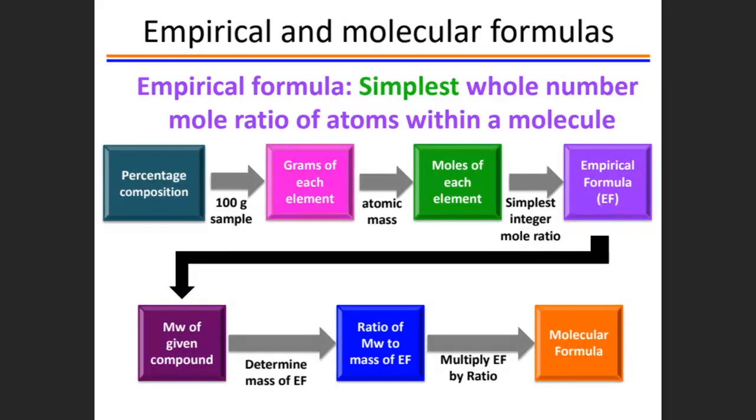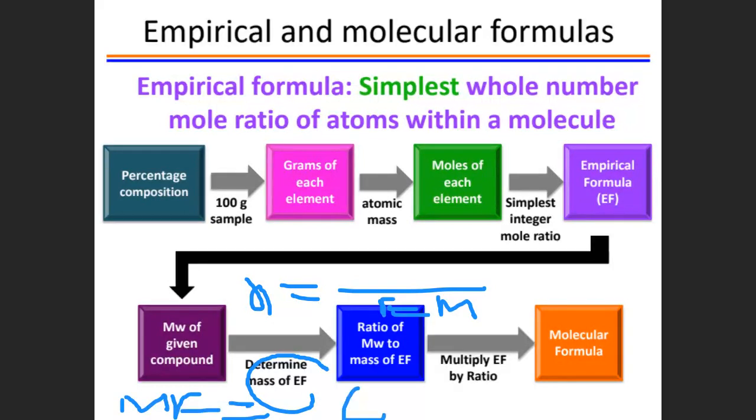Empirical formula: simplest whole number mole ratio of atoms within a molecule. Yeah, we have done it. And after the empirical formula, we know what we have to do. We have to find the N. For that, we have the molar mass, and we have to find the empirical mass. When we have the empirical mass, we can do molecular formula equals empirical formula times N. So you will find N here, and then you will find it. That's the same thing they are telling.